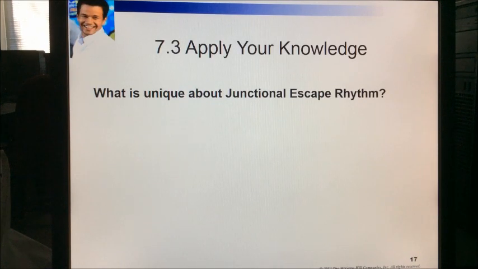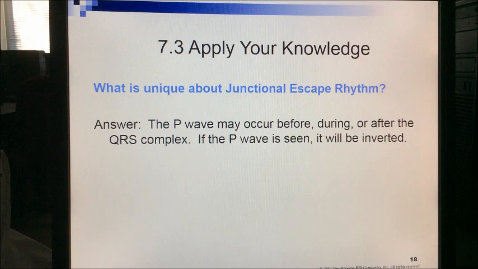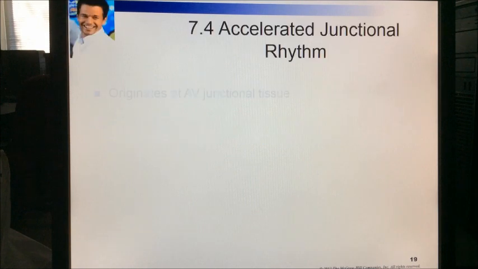All right, so tell me, what is unique about these junctional escape rhythms? How is the P wave? It's going to be inverted or negatively deflected. And remember, it could be so close to the QRS complex that you can't even see it. So we could see ours, but I'll show you some here in a second.